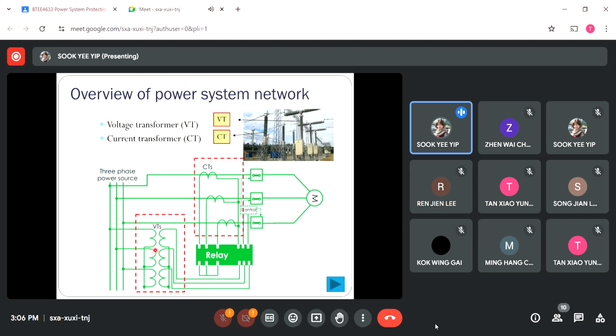So here, the first terminals will connect to each phase. This is the first set, the second set, and the third set of the transformer. The other terminals will actually connect to the ground. So that's how we have the voltage transformer in Y connections. All right, so let's move on to the next page.